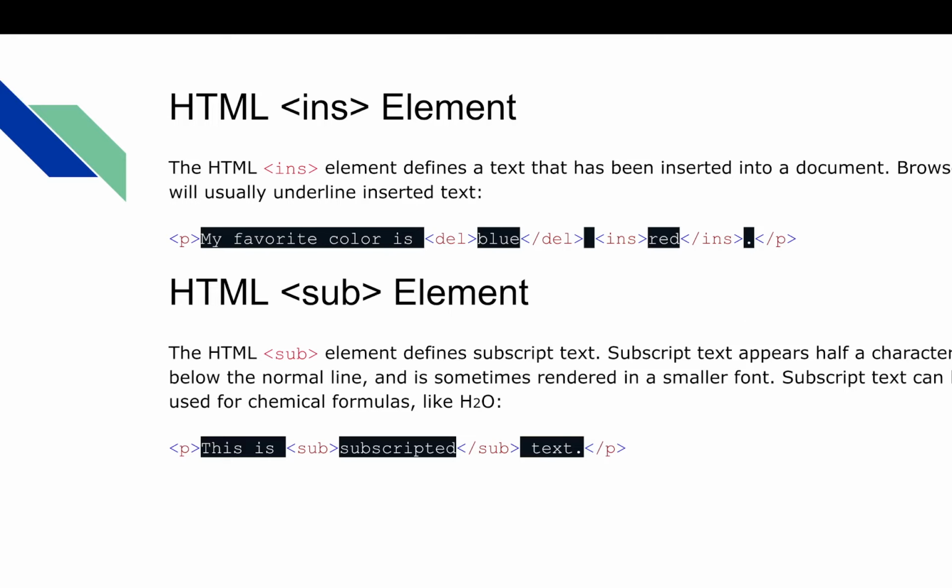Now the HTML subscript, we use the sub element. The HTML sub element defines subscript text. Subscript text appears half a character below the normal line, and it sometimes renders in a smaller font. Subscript text can be used for chemical formulas like H2O.